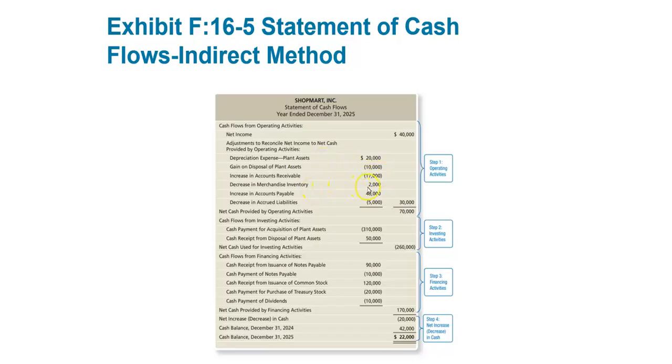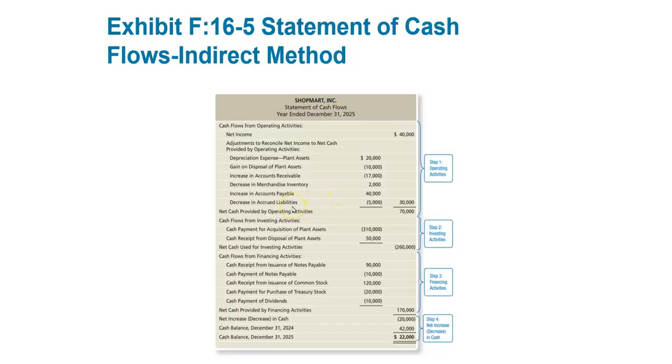Decrease in merchandise inventory. We're going to add that back. Remember, it's a decrease in cost of merchandise inventory. And the difference between the comparative balance sheet and the cost of merchandise inventory is because we paid for it. We paid cash for it, so that's coming back in. The increase in accounts payable, same thing, we're going to add that back in because we haven't paid it. We didn't use cash to pay it, so the accounts payable increased. So that's going to be added back in.